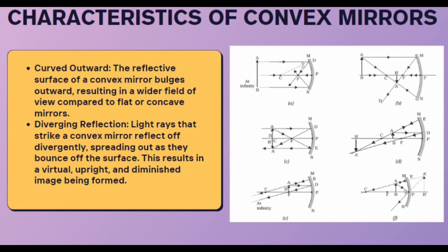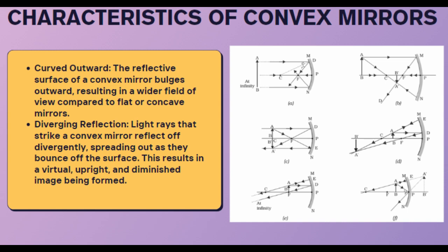Virtual image. Convex mirrors always produce virtual images, which are upright, diminished, and located behind the mirror. These images appear to be located at a point where the reflected light rays appear to converge. Field of view. Convex mirrors provide a wide field of view, allowing for a broader perspective of the surroundings. They are commonly used in applications where a panoramic view is desired, such as in rear-view mirrors for vehicles and surveillance mirrors for security purposes.